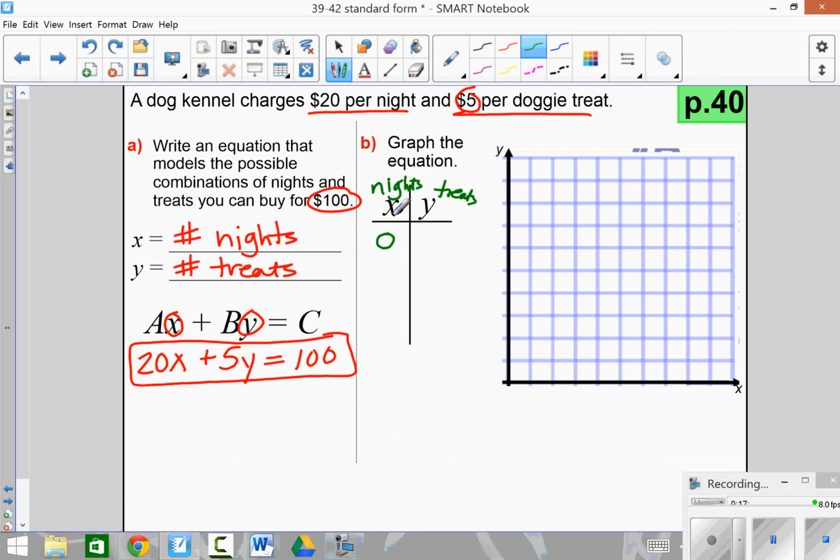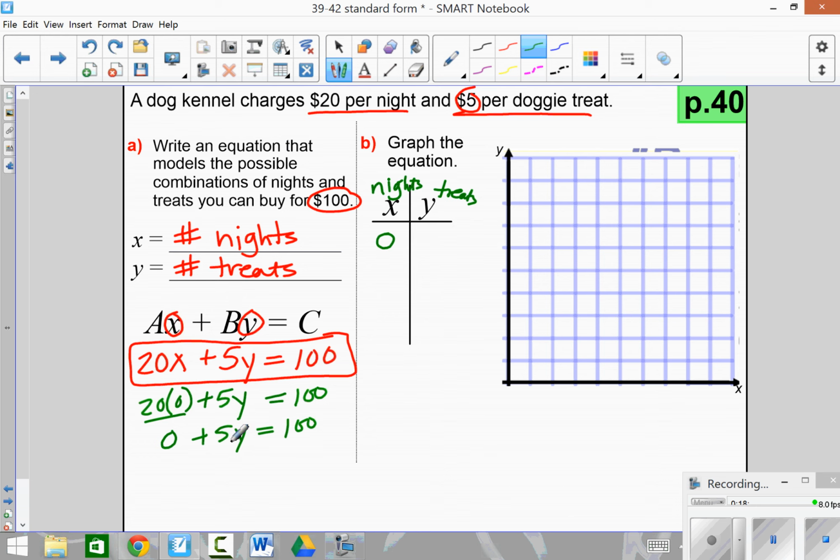So what I'm going to do here is take my equation and put in 0 for my x. So I'm going to have 20 times 0 plus 5y equals 100. And I want to know how many treats I can buy for $100 if I were to stay 0 nights. Well, 20 times 0 right here is 0.